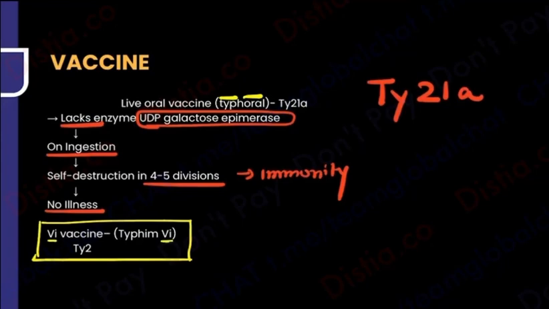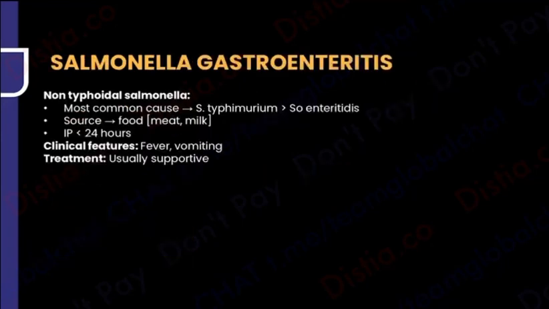Now, what other typhoid species do you know? Just one slide about it. There is something known as Salmonella gastroenteritis. This is a type of non-typhoidal Salmonella. Remember the first slide I told you, typhoidal and non-typhoidal. Typhoidal you've done: typhi, paratyphi A, paratyphi B and all of that. Now we come to non-typhoidal. Salmonella gastroenteritis.